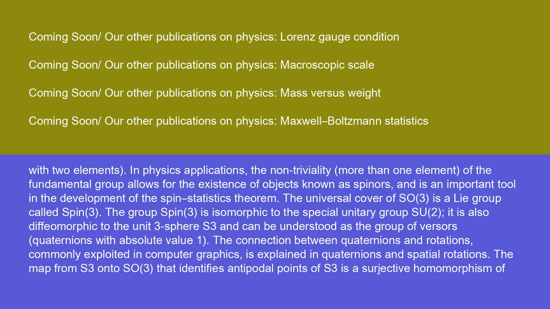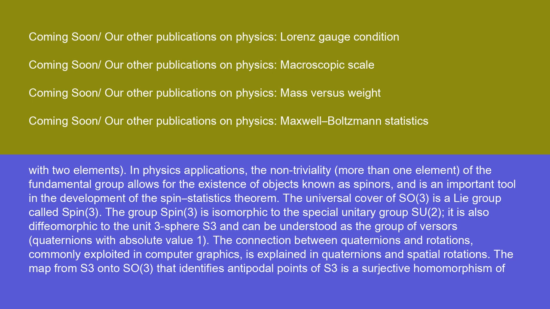The universal cover of SO(3) is a Lie group called Spin(3). The group Spin(3) is isomorphic to the special unitary group SU(2). It is also diffeomorphic to the unit 3-sphere S^3 and can be understood as the group of versors, quaternions with absolute value 1. The connection between quaternions and rotations, commonly exploited in computer graphics, is explained in quaternions and spatial rotations.